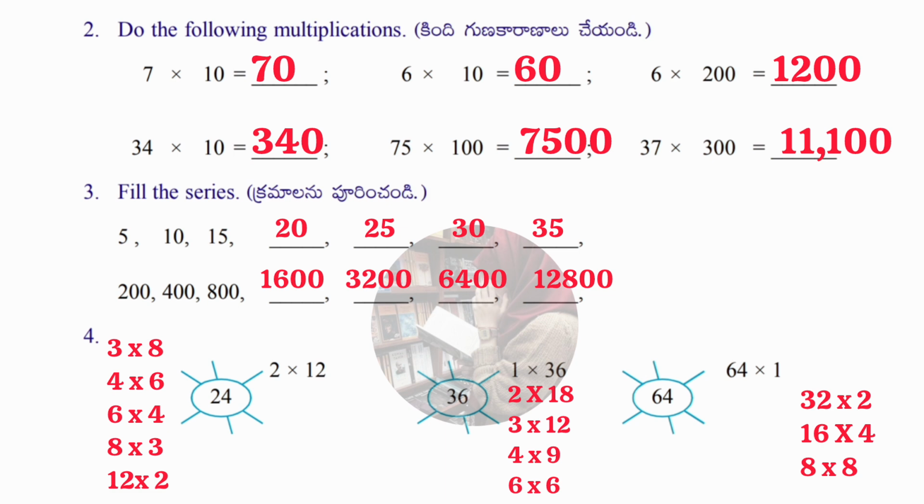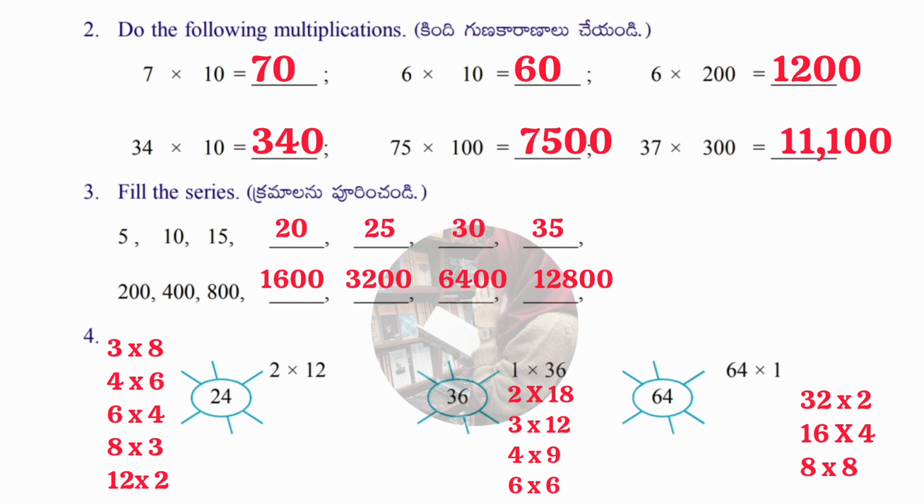Here we fill the series. So 5, 10, 15 means there is a gap of 5. So 5 after 5 is 10. If you add 5 again, then 15, like that. Then 20, 25, 30, 35. If we see the second series, here we multiply the given number. Okay, 200 multiplied by 2 is 400, 400 multiplied by 2 is 800, 800 multiplied by 2 is 1600, like that. Okay, let's see the fourth Roman.